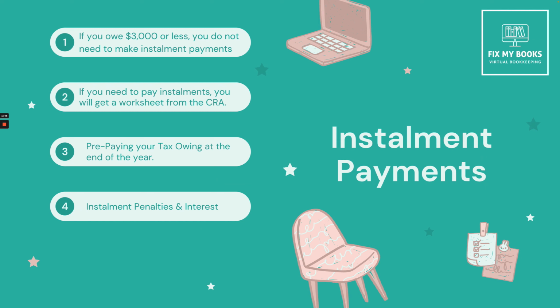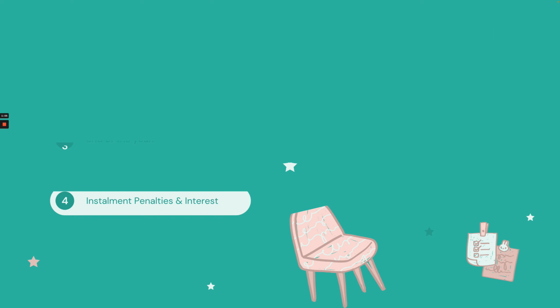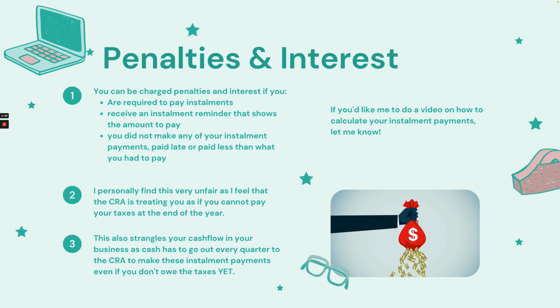Okay. So just so you know, if you don't make the installment payments like they want, like in the schedule, you will get charged installment penalties and interest. You can be charged penalties and interest for the installment payments if you are, number 1, required to pay these installment payments. Number 2, receive an installment reminder that shows the amount to pay. Number 3, you did not make any of your installment payments, or paid late, or paid less than what you had to pay. So they can charge you penalties and interest.